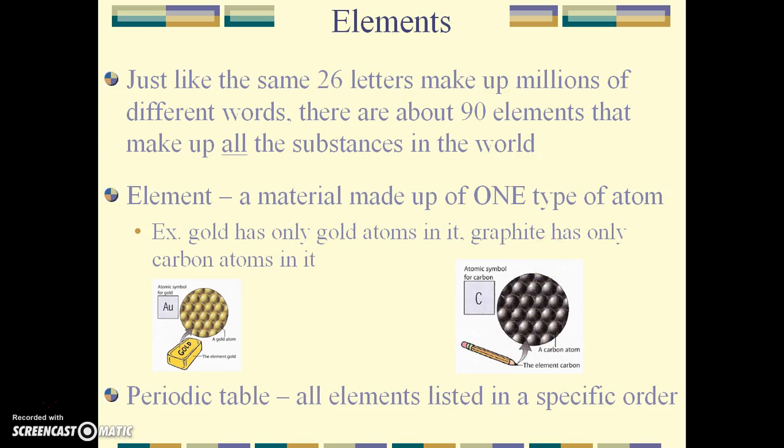The periodic table is a table in which all elements are listed in a specific order. You may already know what specific order they are listed in, but we will be covering that later.